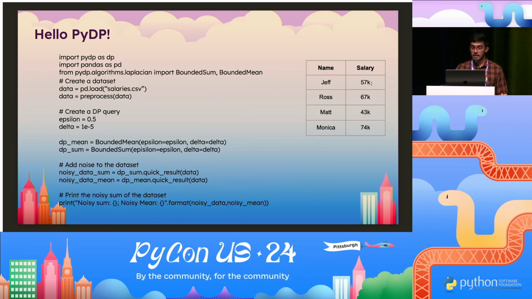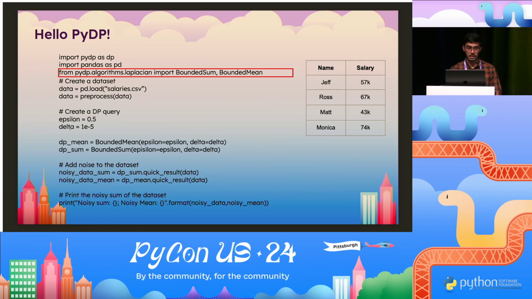So this is the non-differentially private manner, but with PyDP, it first figures out the sensitivity of the data, adds noise in proportion to the sensitivity, and then I could do queries like this. So on the third line, I import bounded sum and bounded mean. These are the two constructs given to me by PyDP. And then I create a query.